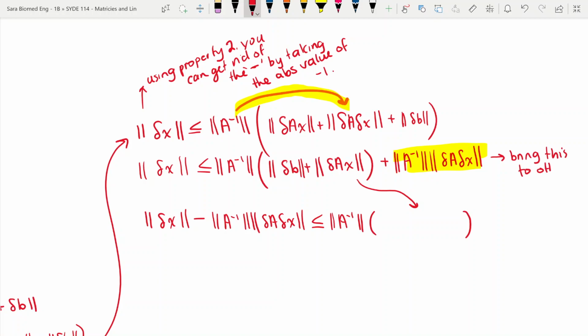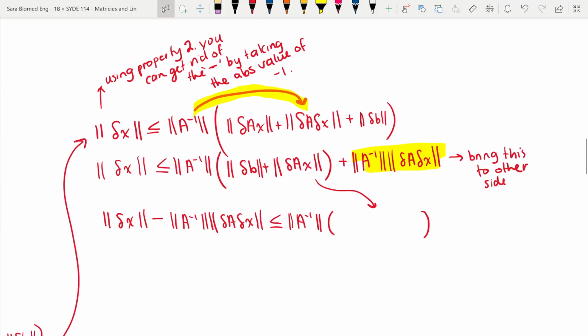Oh, before that, actually, we need one more step. So this is less than or equal to. The first term doesn't change, where we have A inverse norm, and with that bracket it doesn't change, plus A inverse norm times delta A norm times delta X norm.